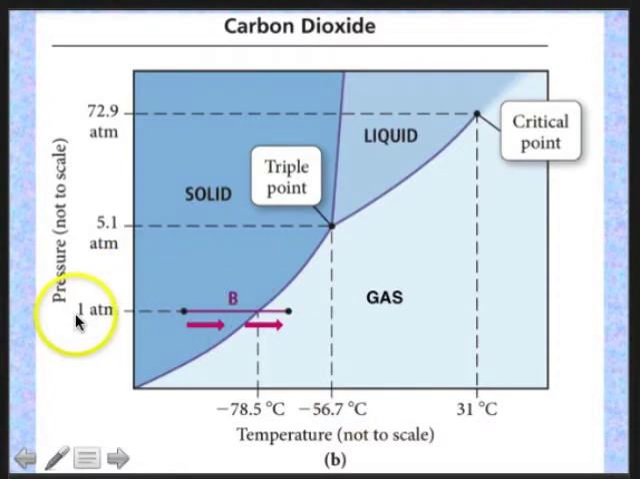At 1 atmosphere, if you track along this line here, you go directly from the solid to the gas. Hello? That's why it's dry ice. Because at normal pressure, 1 atmosphere, you completely bypass the liquid phase, right? So you go directly from the solid to the gas. The dry ice absorbs energy and keeps your ice cream frozen.